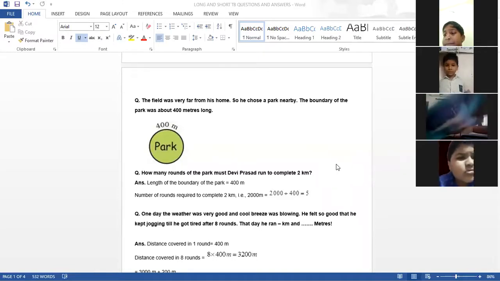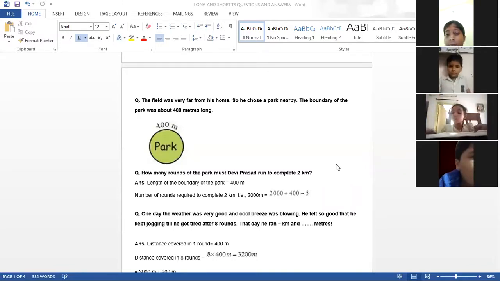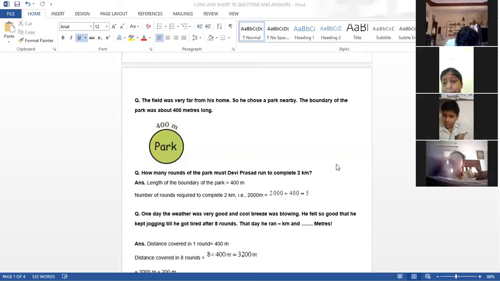Earlier, see, Devi Prasad, you needed to walk around a square field. Instead of the square field, one more field is there in the form of a circle, a circular field.